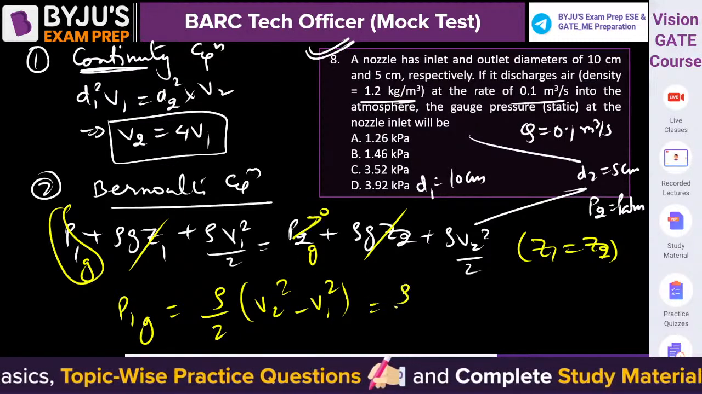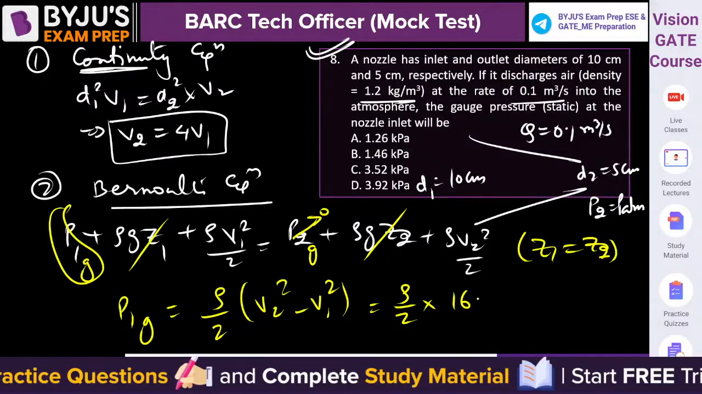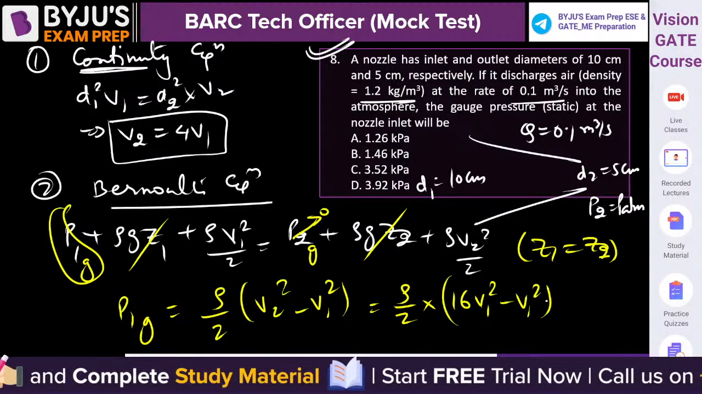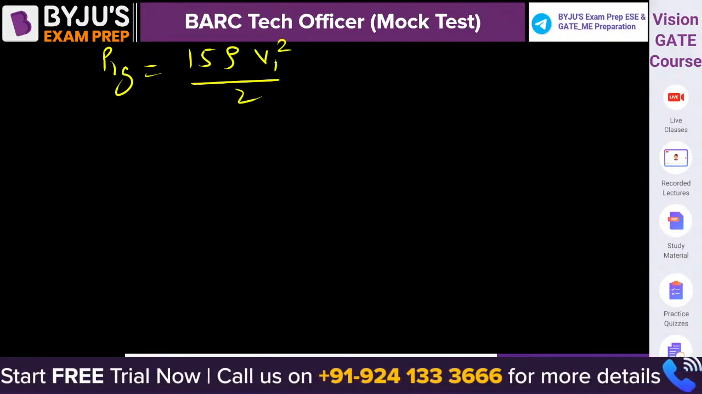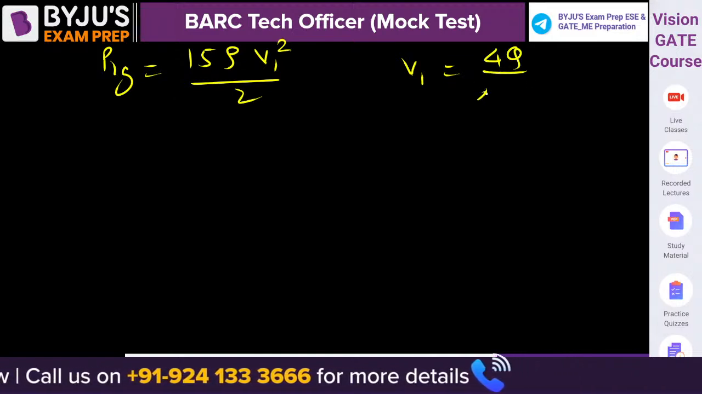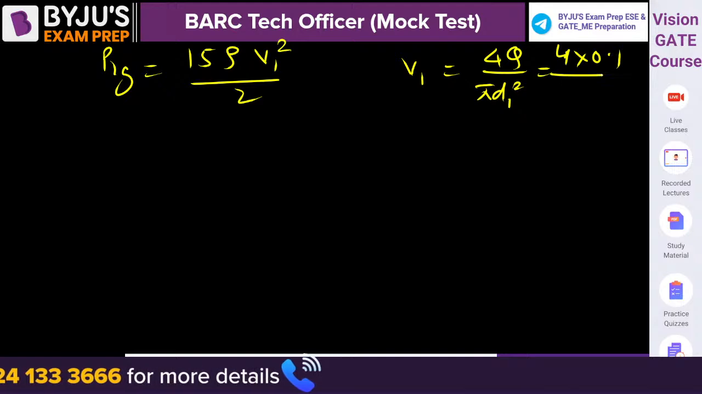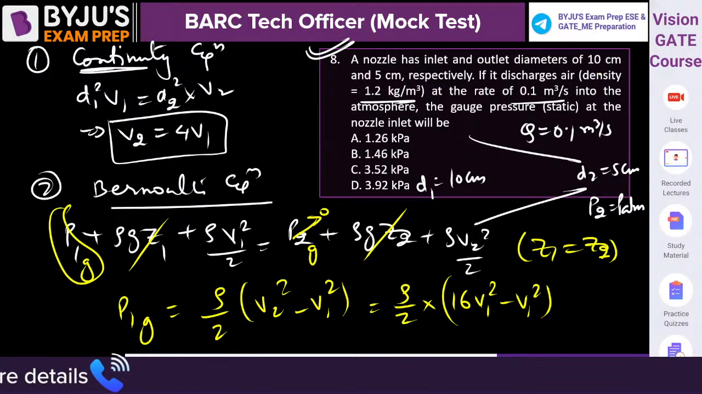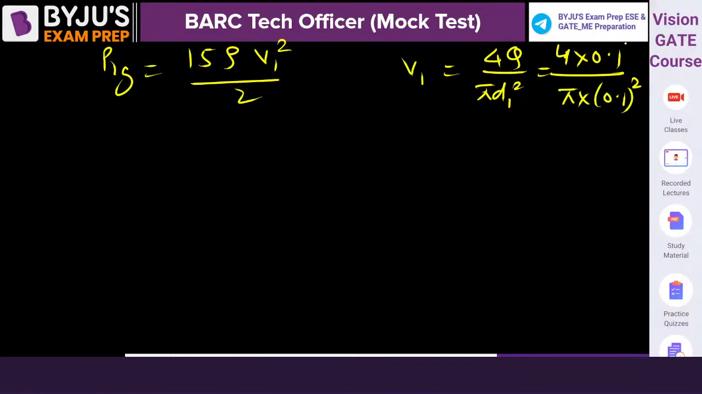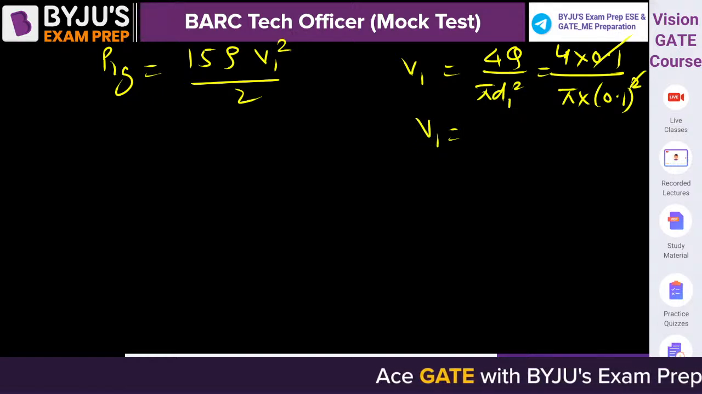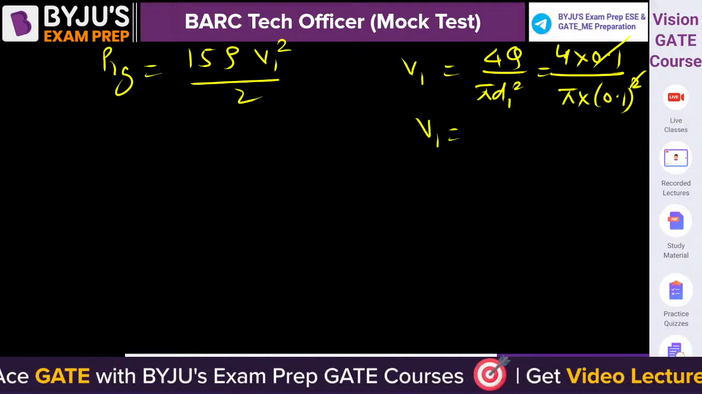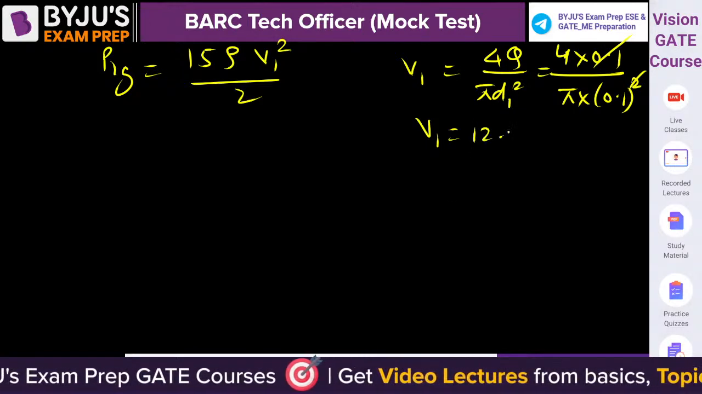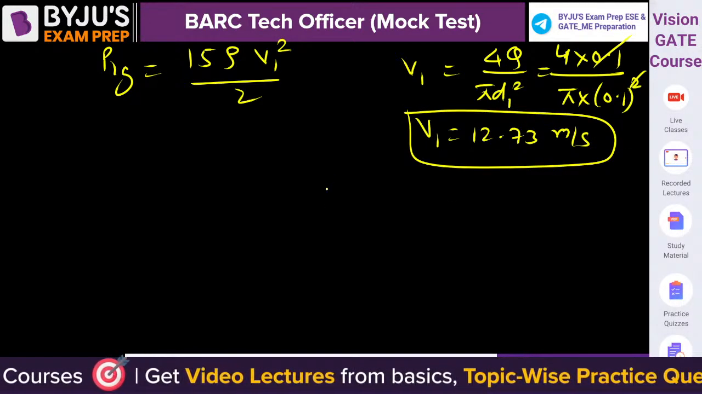V2 is equal to 4V1. So rho by 2 into 16 V1 square minus V1 square. So P1 gauge will be equal to 15 rho V1 square by 2. Now we need to find out V1. What is V1? That is 4Q by pi D1 square. What is the value of V1? 4 into 0.1 upon pi into D1 is 10 centimeter. So 0.1, 0.1 getting cancelled out. Can you find out the value of V1? V1 is 12.73.